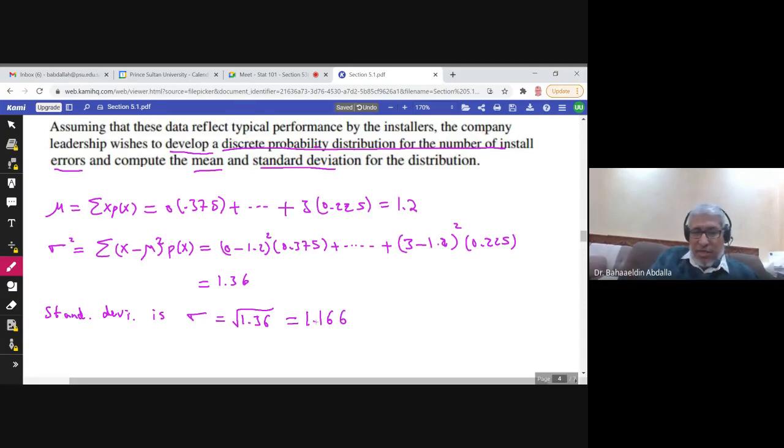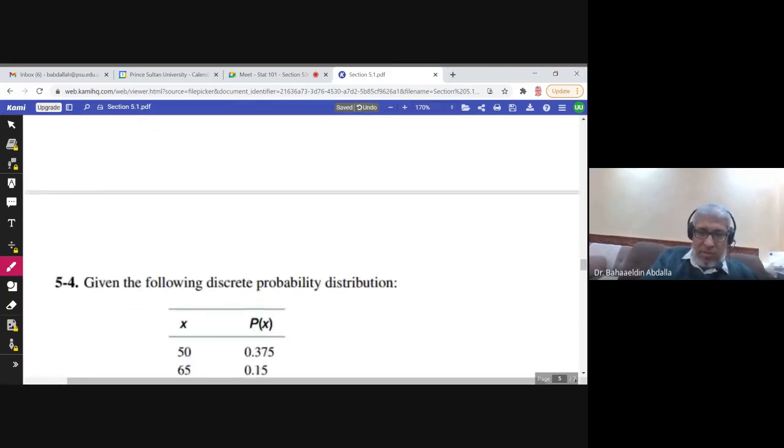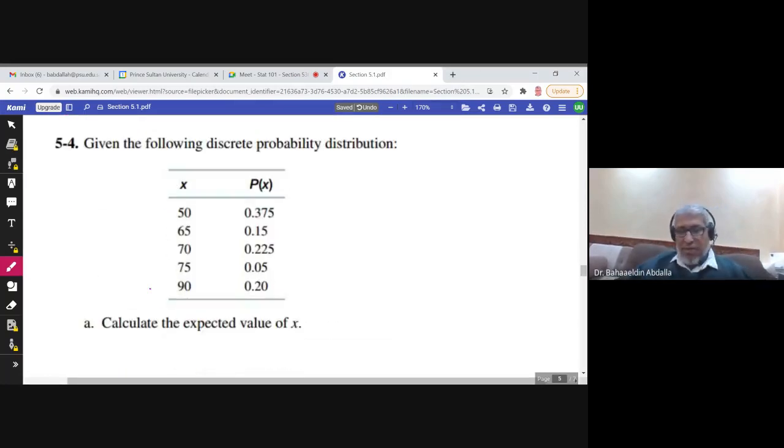So this is the standard deviation and the mean of this probability distribution. Another example, given the following discrete probability distribution, calculate the expected value of x. So please, I leave this for you. You can do it by yourself.